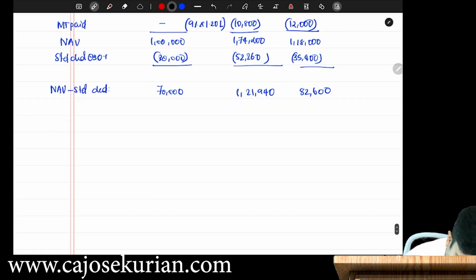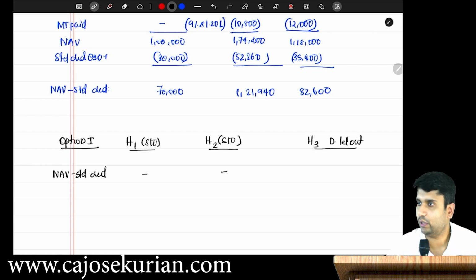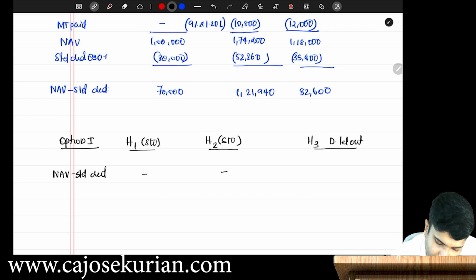Now option 1, say option 1, I am taking house 1 and house 2 as self-occupied. And we will consider house 3 as deemed let out. And we will compare. So house 1 and house 2 self-occupied means our NAV minus standard deduction figure will be nil. Yes or no?